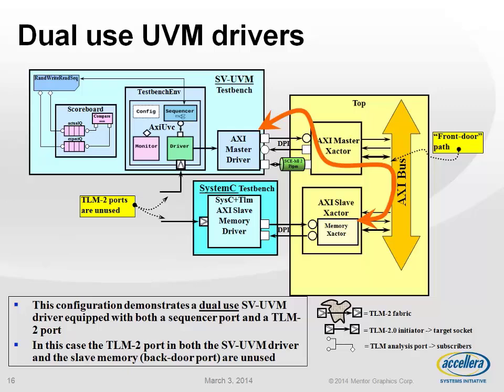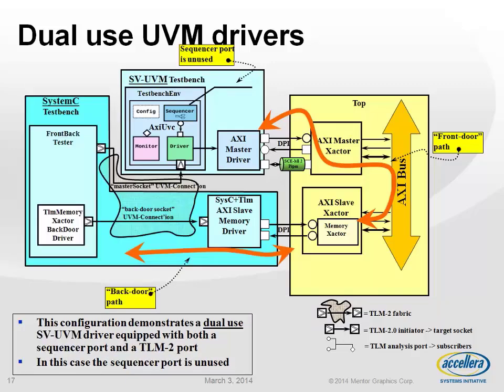We've also used it for dual use drivers. So here's a case where you've got a regular UVM test bench with a sequence, scoreboard, agent, everything, and it's getting all its transactions from that sequencer. It's not using its TLM2 port, but it is equipped with one. Now here's a case where I don't use the sequencer port, but I do use the TLM port, and I hook a SystemC test bench, and that SystemC test bench might be doing a front door, back door type of test where it's feeding front door transactions through that driver and getting reuse of the driver, and then doing backdoor accesses through a slave memory, which is also one of those TLM ports. So there's a case where you can have dual use UVM drivers to connect across the language boundary.